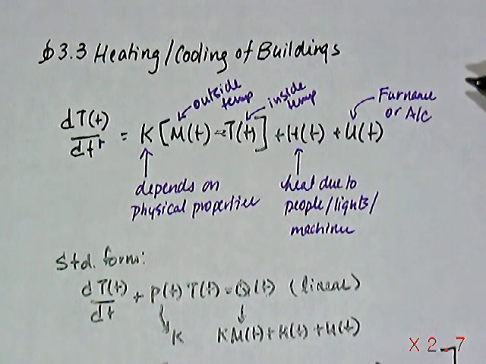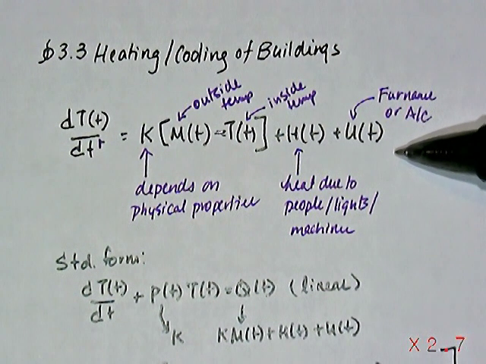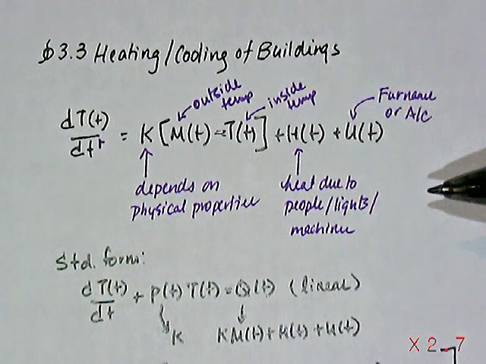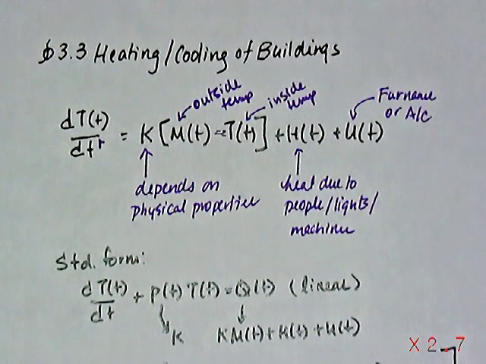So let's review our discussion from lecture on the heating and cooling of buildings. This is section 3.3 of the textbook. The first equation here, this differential equation, is what we produced to describe the rate of change of the temperature inside of a building, which will be represented as capital T of little t, where little t is time. And its derivative with respect to time is given by these components here on the right-hand side.